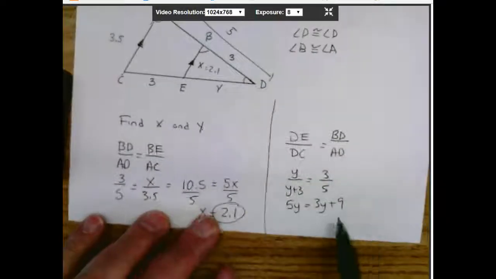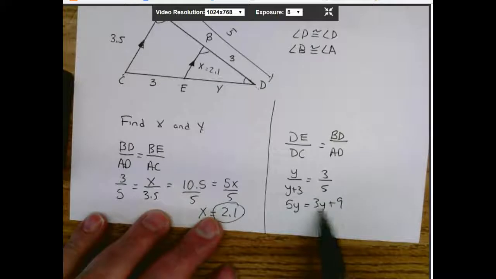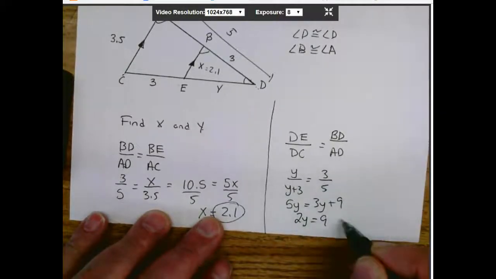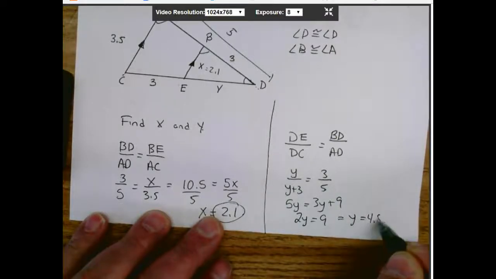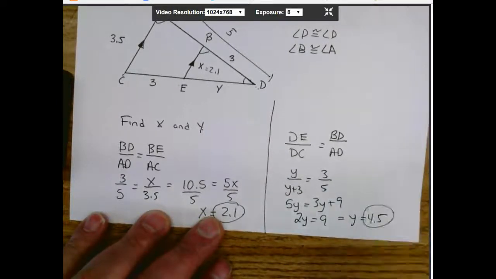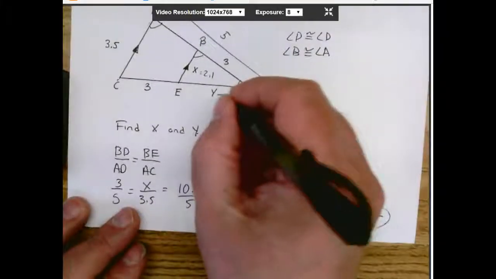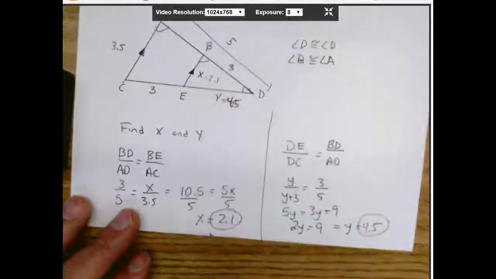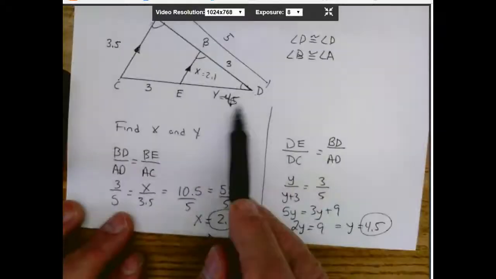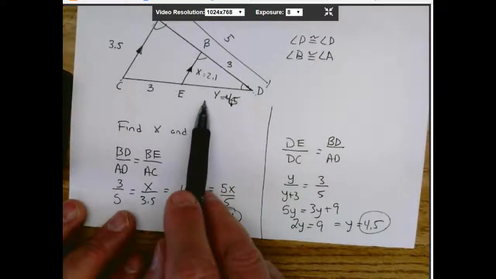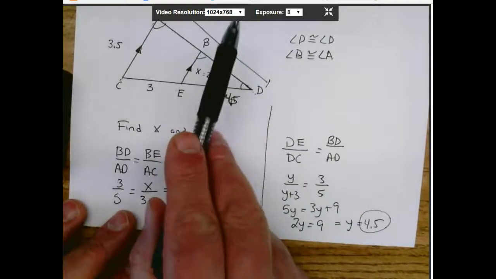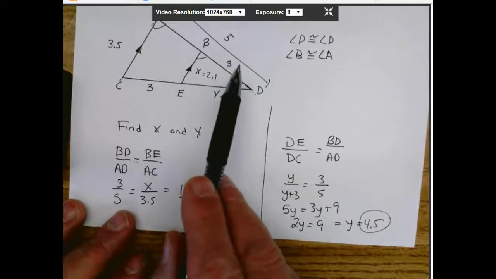Okay, and then we just do our collecting like terms. We're going to minus 3y from both sides. That's going to give us 2y equals 9, and y equals 4.5. So then we know what these are. Then we could plug these in and see if they have the ratio. If you had your calculator really quick, you could compare 4.5 to 7.5, and you'd see it's 1.66 repeating. And if we did 5 divided by 3, we would see it's 1.66 repeating.